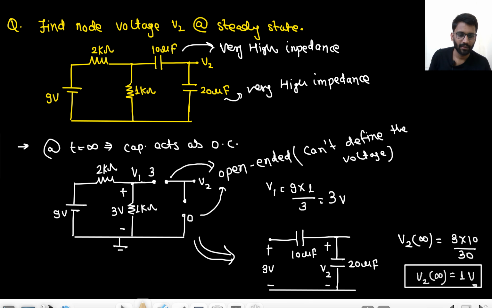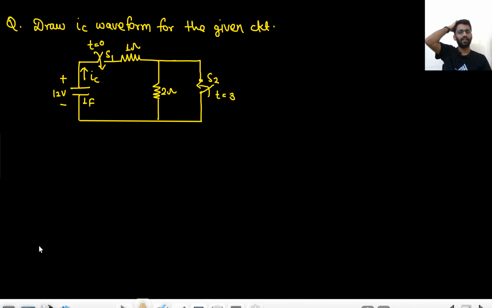Okay, so let's see this circuit. You have to draw the IC waveform. This waveform you have to draw. There is a capacitor that is initially charged to 12 volt. The capacitance value is 1 farad. Now the switching action is given. So what is happening? First switch S1 is closed. Then switch S3 is closed. This is what is happening.